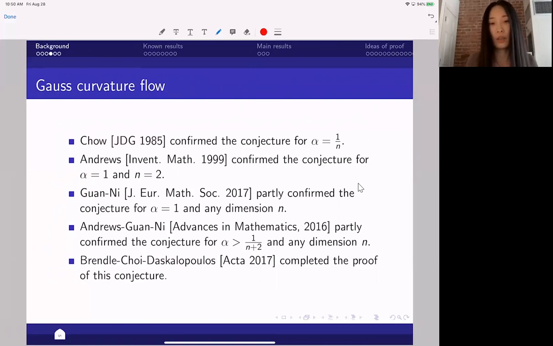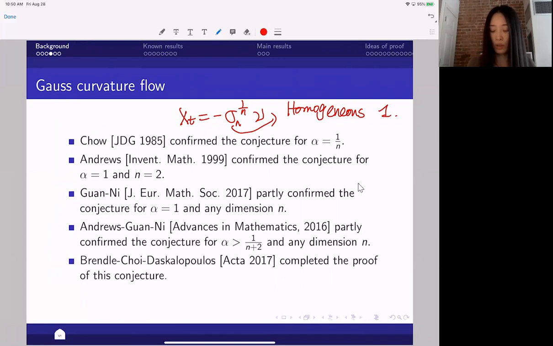Initially, Chow in 1985 confirmed this conjecture for alpha equals 1 over n. So when alpha equals 1 over n, the equation becomes x_t equals minus sigma_n to the 1 over n times nu. And this is a relatively special case because sigma_n to the 1 over n is homogeneous of degree 1, and also it's concave. So this is a concave functional with homogeneous degree 1.